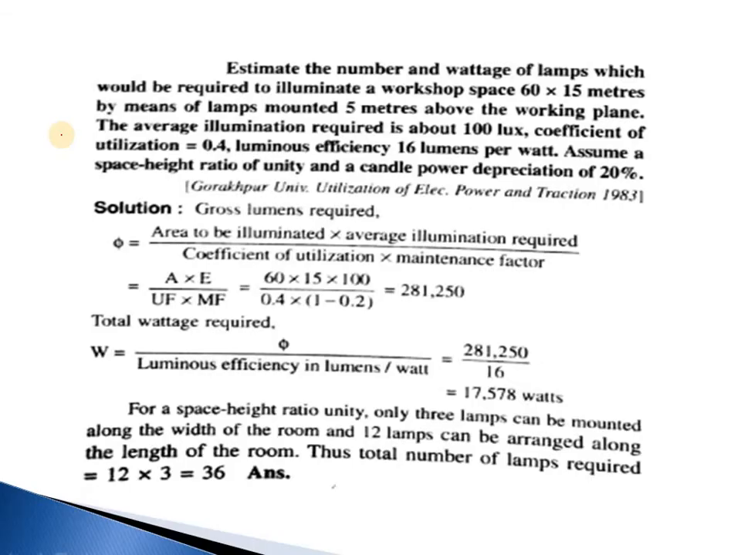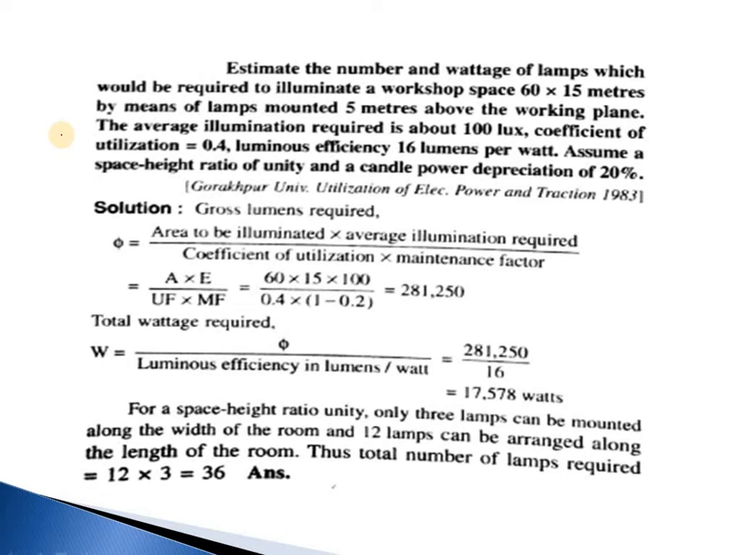Now we will go to problem number 4. Estimate the number and wattage of lamps which would be required to illuminate a workshop space 60 by 15 meters by means of lamps mounted 5 meters above the working plane. The average illumination required is about 100 lux.